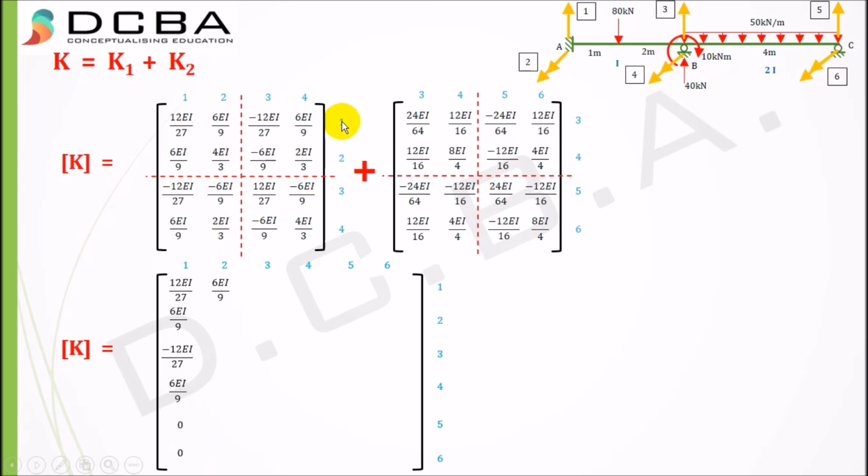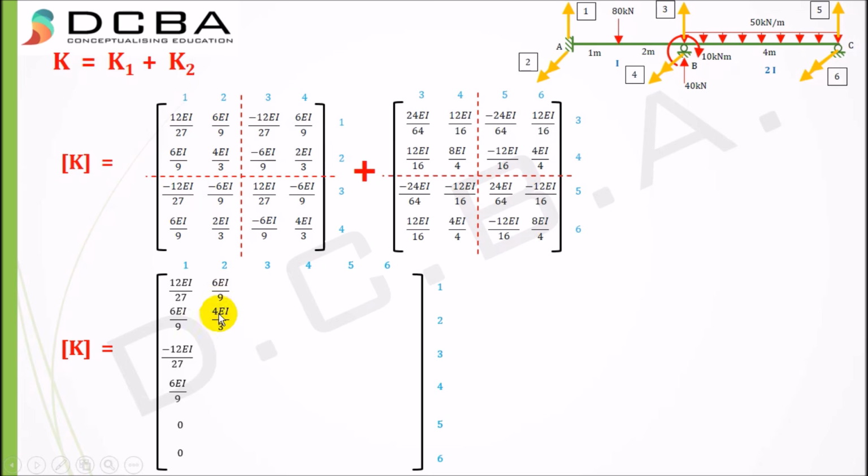Now we'll come here to 1 2. I hope you know how to number the matrix. That is, first is row number, then the column number. So row number comes first. This is first row, second column. Therefore, it is called as element 1 2. So element 1 2 is 6 EI by 9.